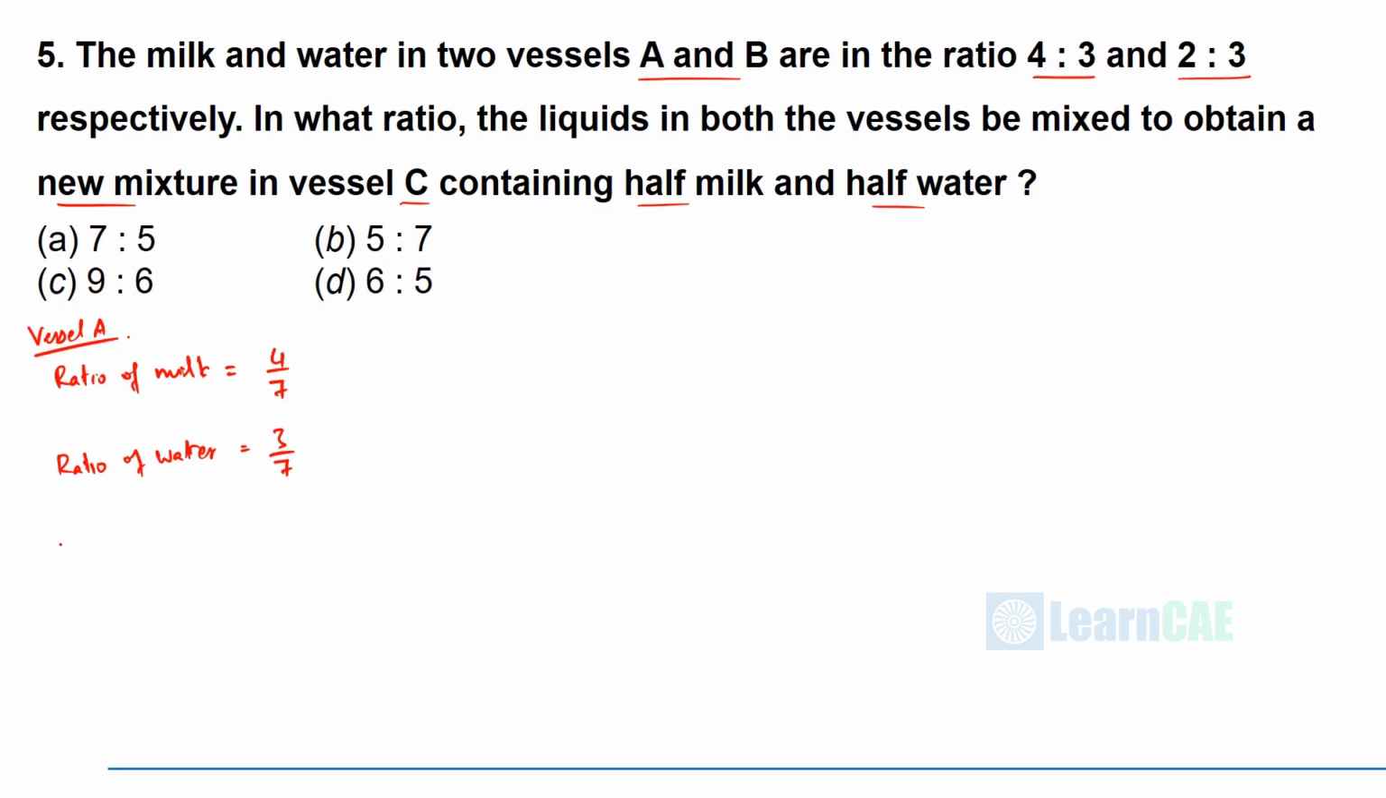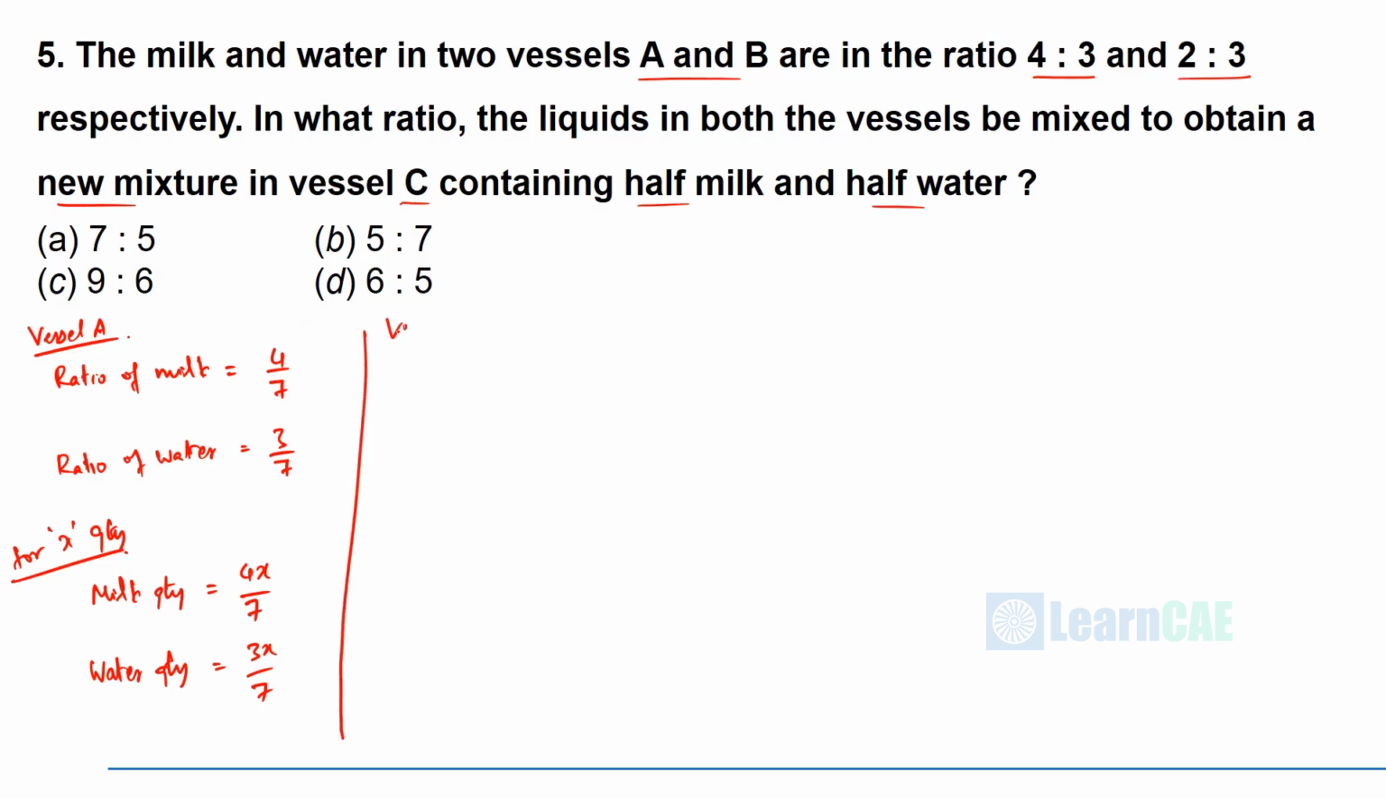Next, if you are taking X quantity from vessel A, we shall write for X quantity, the milk quantity will be equal to 4x by 7. We are multiplying this ratio by x, that's all. Next is water quantity. This is equal to 3x by 7. So this is for vessel A. Next we shall do for vessel B.